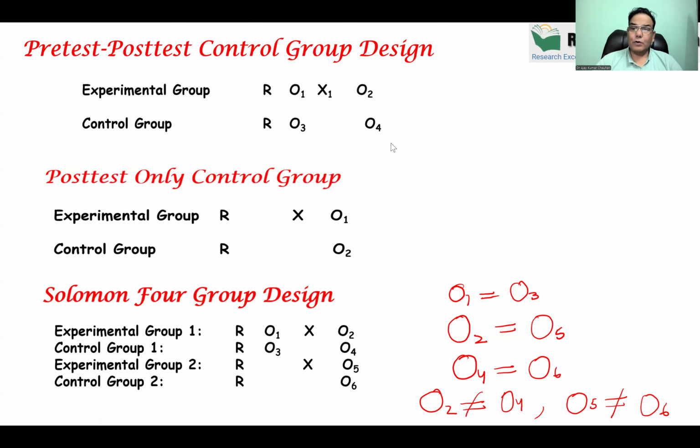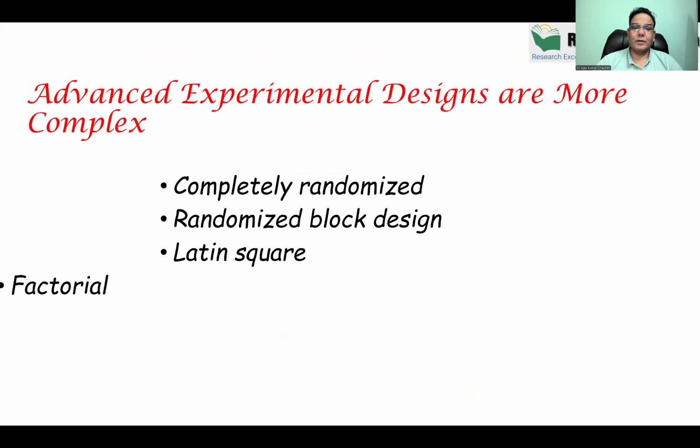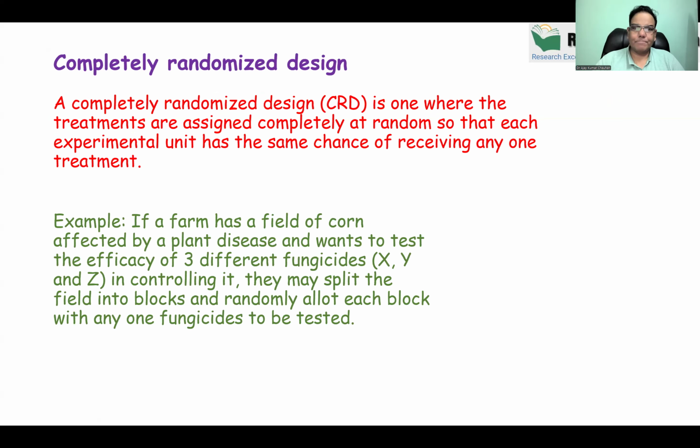Okay, so now we are moving to the advanced designs. And these advanced designs are known as quasi-experimental design, advanced experimental design. So they are more complicated. And we are having four types of experimental designs. So let us understand them one by one, slowly. And I hope after this session you will have complete clarity.